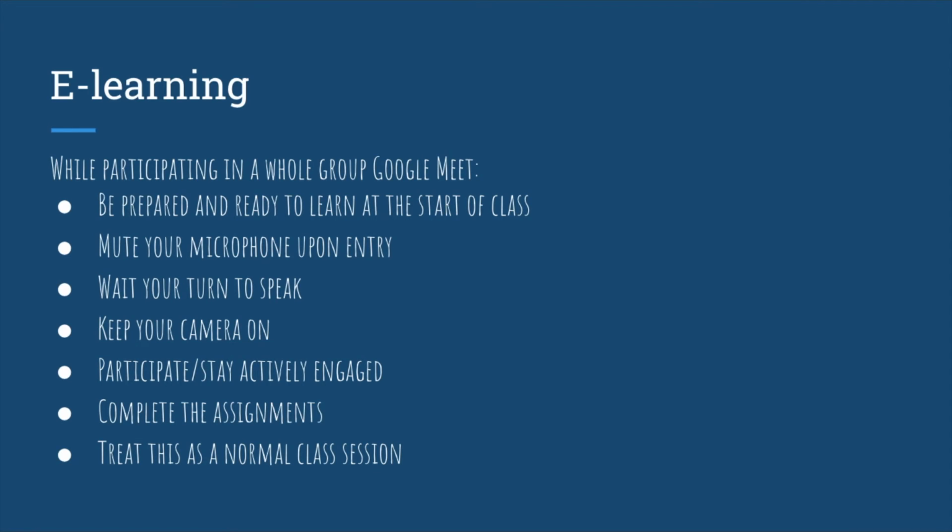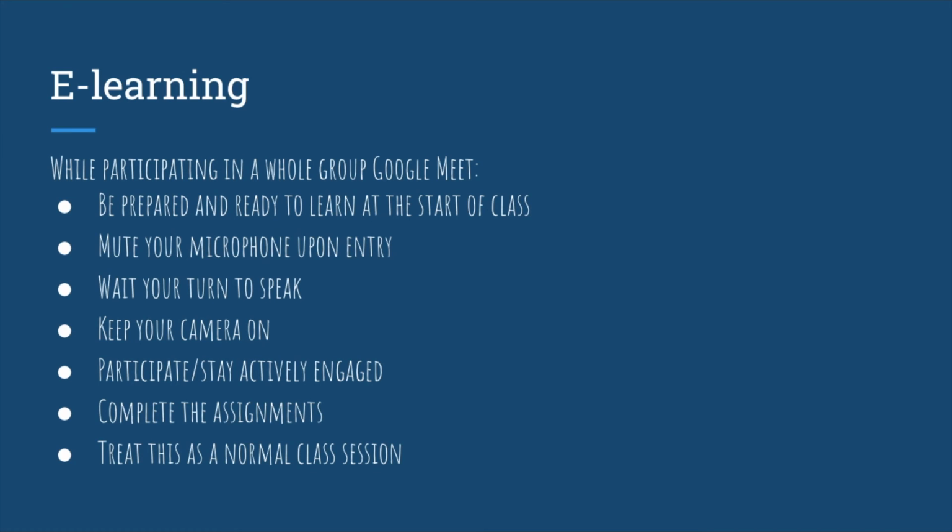If we have to go into e-learning, or when we go into e-learning, make sure that you are doing the following things if we have to participate in a whole group Google Meet. Make sure that you are prepared and ready to learn at the start of class, have all the materials that you need, and be in a place that is comfortable for you, but where you're not just lounging. Make sure your Chromebook is plugged in, mute your microphone upon entry, and wait your turn to speak, because it can get really hectic if everybody is speaking at the same time.